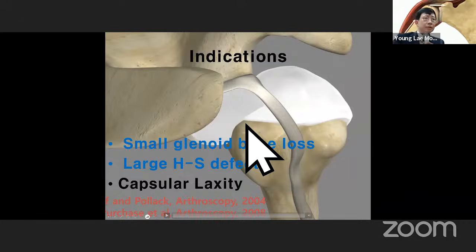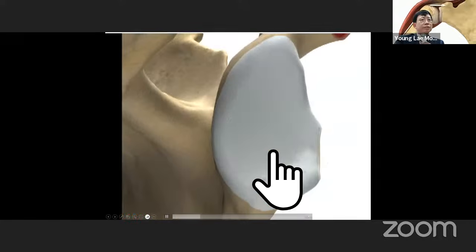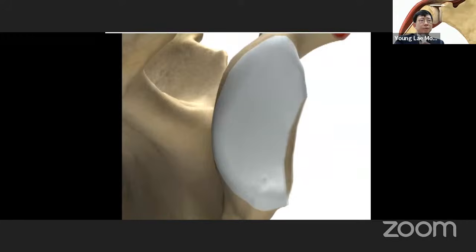The indication for remplissage surgery would be small glenoid bone loss and a large Hill-Sachs lesion. Additionally, patients with capsular laxity obtain good results after this remplissage surgery. The final issue would be large bone defect.